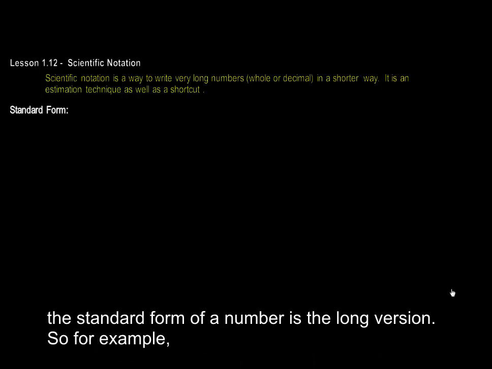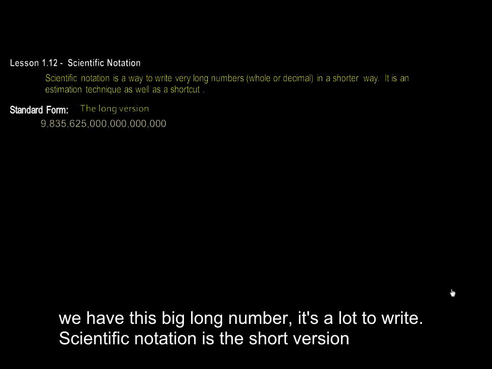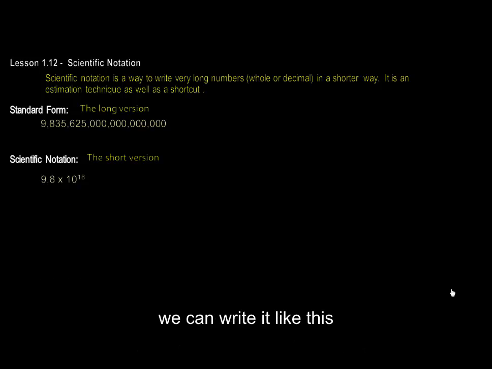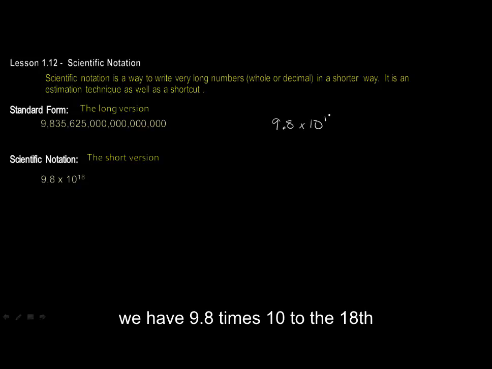The standard form of a number is the long version. So for example, we have this big long number. It's a lot to write. Scientific notation is the short version. We can write it like this. Now, when you have scientific notation, we have 9.8 times 10 to the 18th.